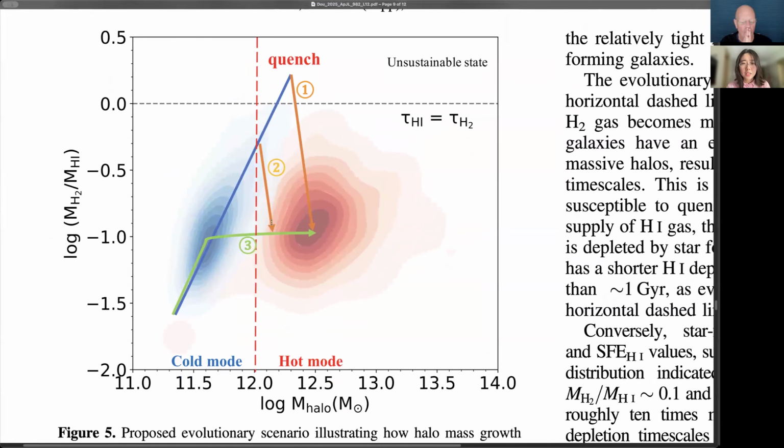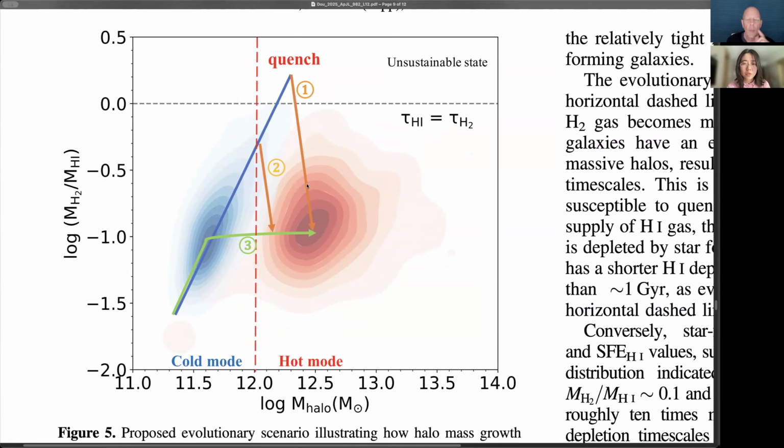So basically, it is showing how a galaxy evolves from the star-forming ones to the passive ones on the H2 to H1 versus dark matter halo plane across cosmic time. So at earlier times, galaxies live in low mass halos, and the gas accretion is still dominated by the cold mode, so it will efficiently form stars.